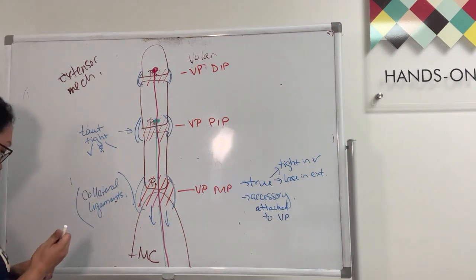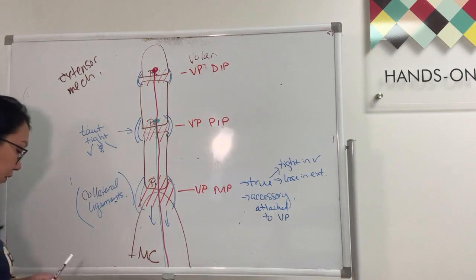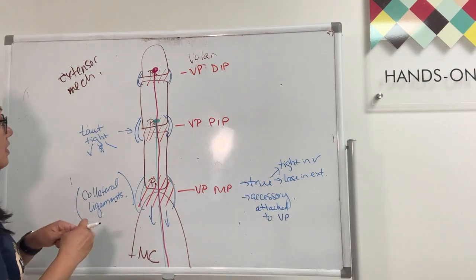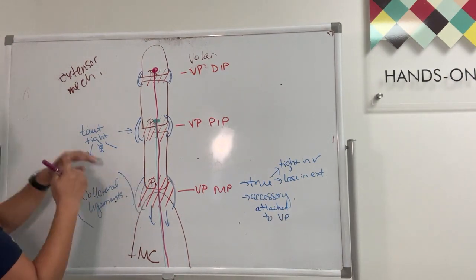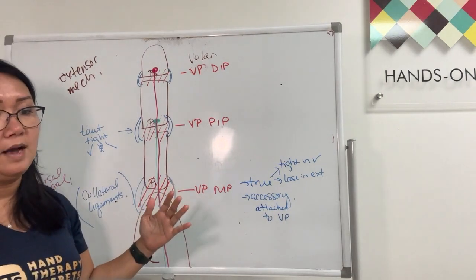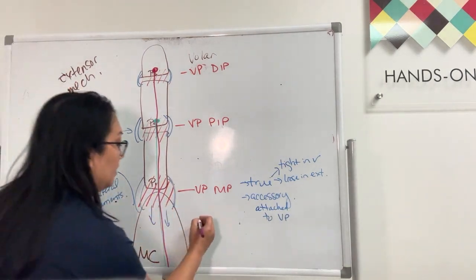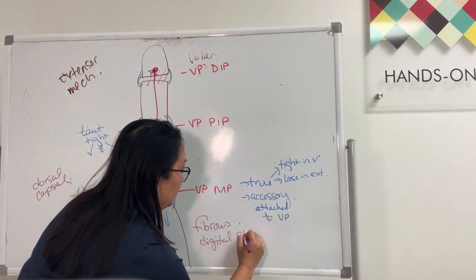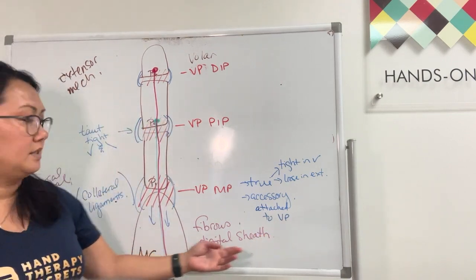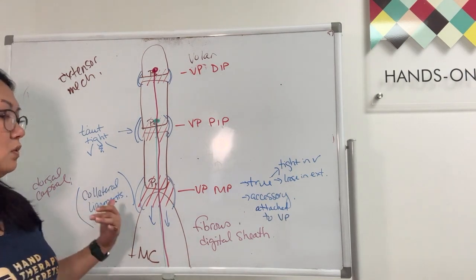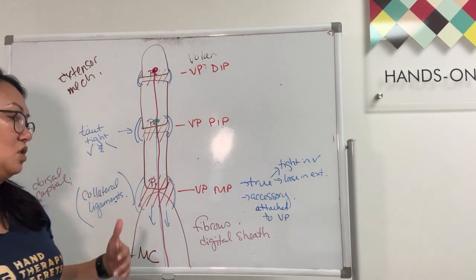There's also these structures, and this is now just being really finicky and picky, but you have your extensor mechanism on the back of the fingers. You have a dorsal capsule, right? And then on the volar part, you have what's called a fibrous digital sheath. It's just the same thing, just in a different location. So they call it a fibrous digital sheath. What do you think a dorsal capsule is? Dorsal is in the back of the hand. Capsule is just fibrous sheath, right?